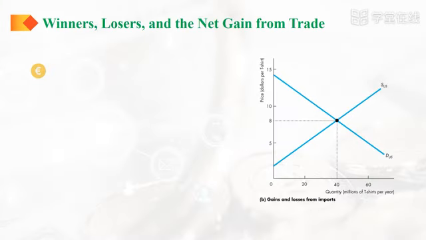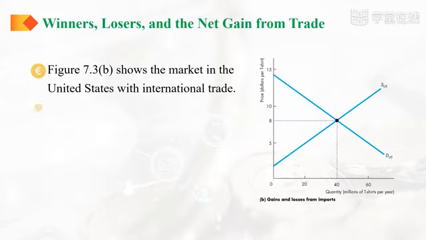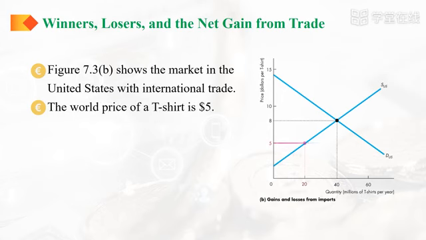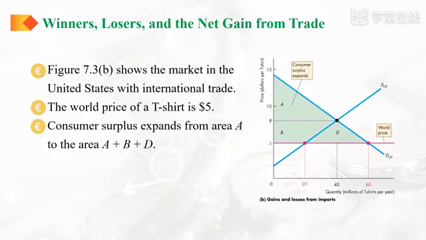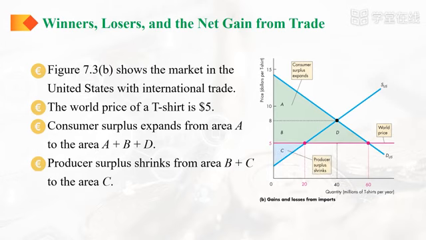Figure 7.3b shows how these surpluses change when the US market opens to imports. The US price falls to the world price, the quantity bought increases to the quantity demanded at the world price, and consumer surplus expands from A to the larger green area A plus B plus D. The quantity produced in the United States decreases to the quantity supplied at the world price, and producer surplus shrinks to the smaller blue area C.